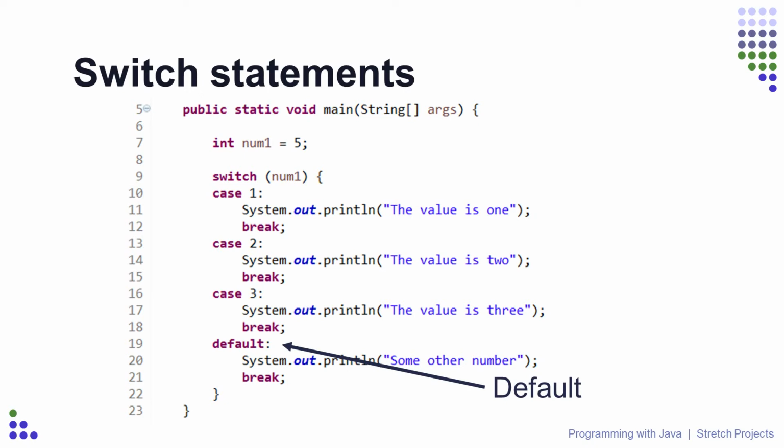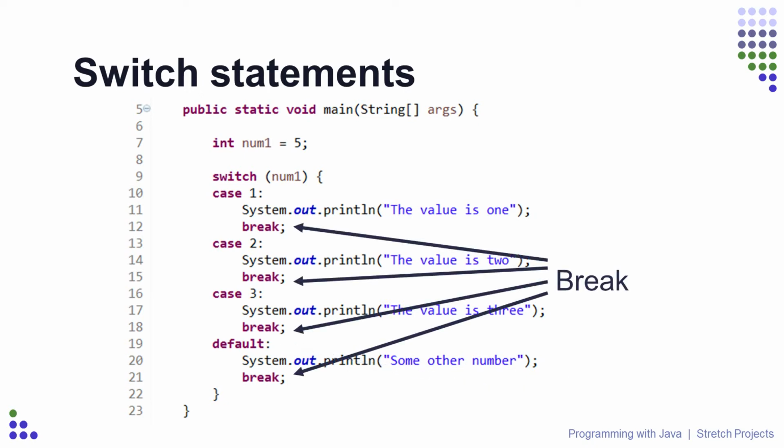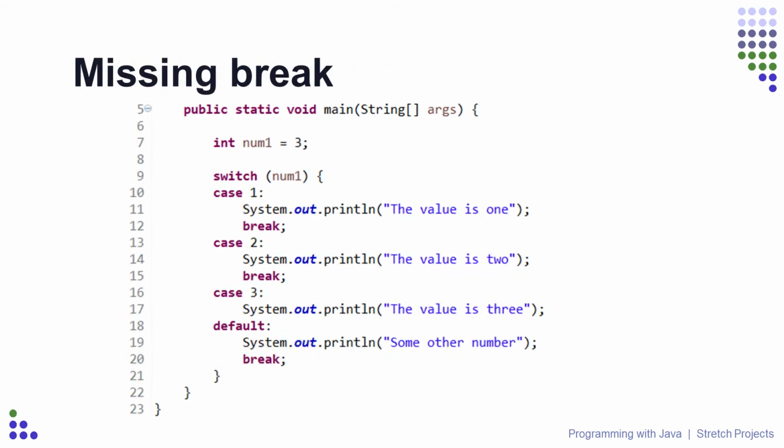You might also notice that we have the word break at the end of each of the individual blocks of code. This is how we tell Java that this is the end of that specific block of code, and it's also where most problems arise relating to switch statements. If you don't include the word break at the end of the block of text, like in this example, and num1 is 3, then Java will go to the switch statement and see that 3 is a valid option. So it'll process that block of text, and we'll get a message saying that the value is 3, but Java will keep going. It will also show the message some other number, because we didn't tell it to stop after the first message.